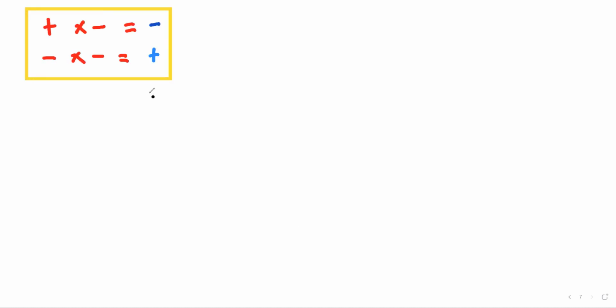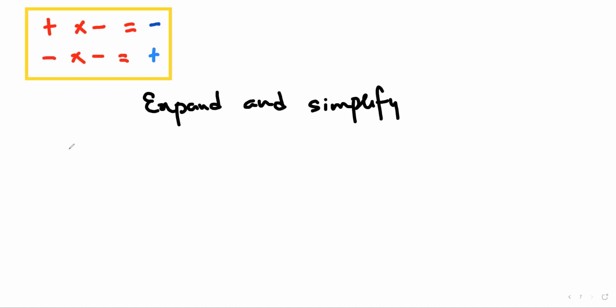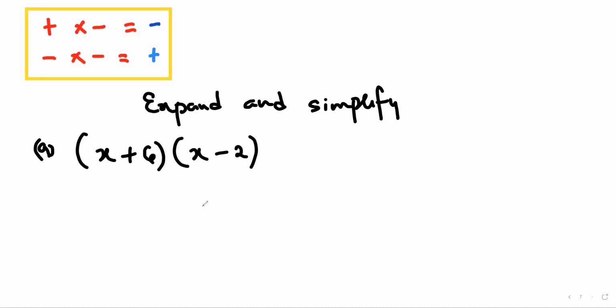I want us to expand and simplify this. We're going to do two questions, but let's take the first one. In the bracket here, you have x plus 6, and in the other you have the expression x minus 2. Can you please tell me how you may want to do this?